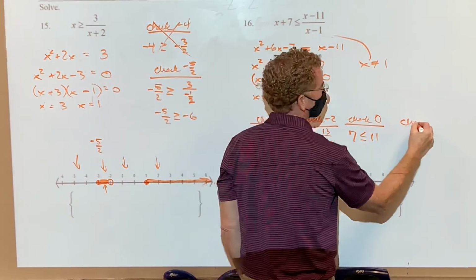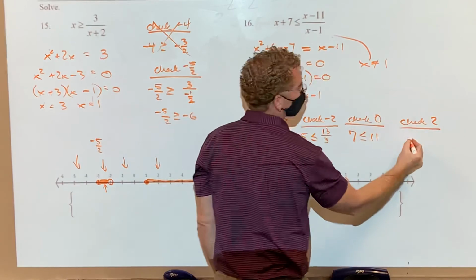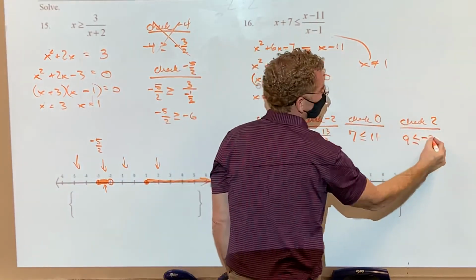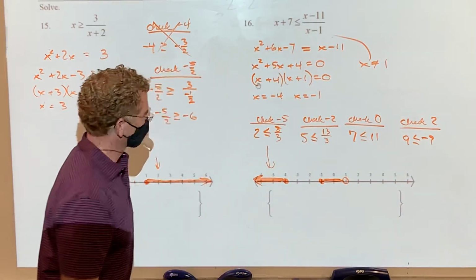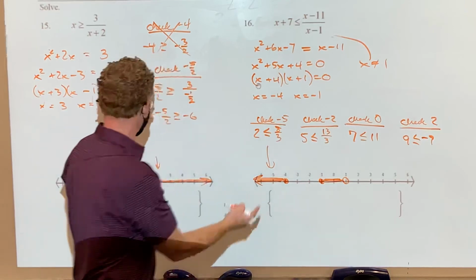And then finally, checking something like 2 would be 9 over a negative 9 over 1, right? That is not true. And that is not true. And then we haven't even written the answers down.